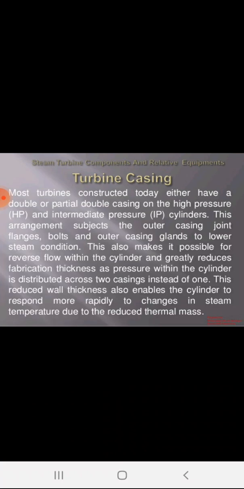Turbine cases. Most construction today has either double or partial double casings for the high pressure and intermediate pressure cylinders. This arrangement is subject to the outer casing joint flanges, the bolts and the outer case of the gland. The lower steam conditions make it possible to reverse within the cylinders.